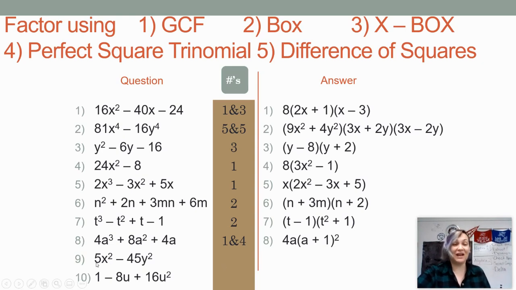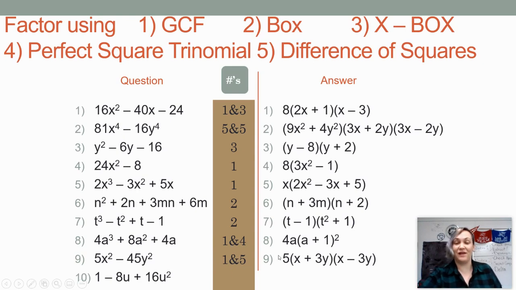All right, number 9 has a GCF, and maybe it's a difference of squares. I won't really know till after I take out my GCF. And it looks like it was. So GCF and difference of squares. Again, notice that on all these ones where I listed 2 types of factoring, I ended up with 3 parts to my answer.